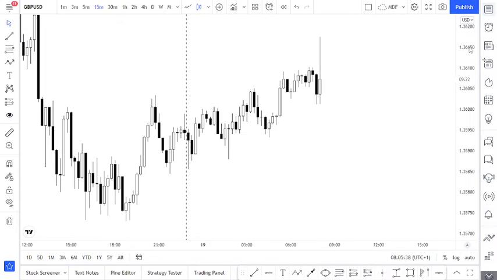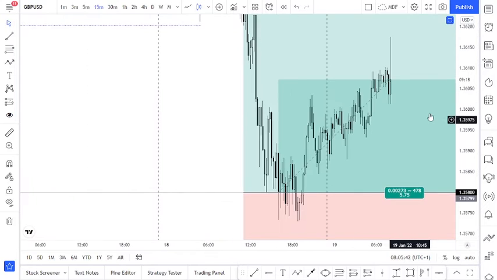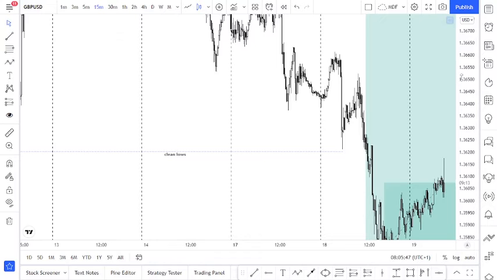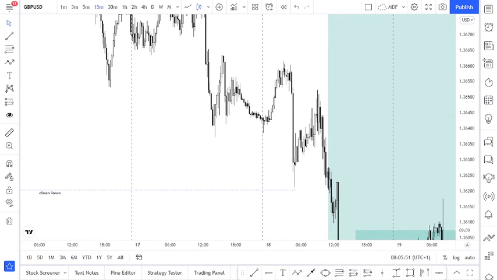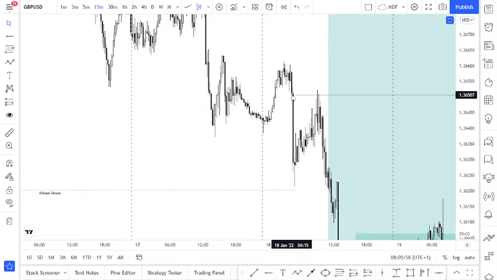Coming to GBP USD, well, the news is already out. Okay. So on GBP USD, you guys know yesterday I told you guys to sell GBP USD around 1.16500. And that was exactly where the market rejected, at 1.16500. You guys could see that.